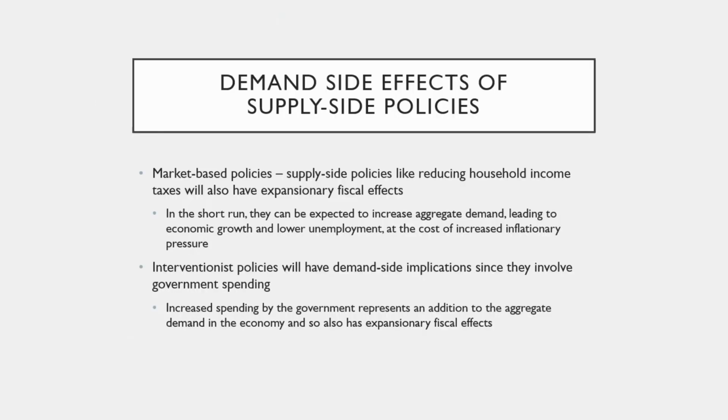Lastly, we're going to talk about how demand affects supply. Market-based policies, like reducing household income taxes, will also have expansionary fiscal effects. So in the short run, they could be expected to increase aggregate demand. In the long run, it could cause LRAS to shift. So if we decrease income tax, you are going to see LRAS shift under supply-side theory, but you'll also see aggregate demand shift. Interventionist policies will have the same thing. Increasing investment, the example I gave earlier, could have AD shifting and LRAS shifting.